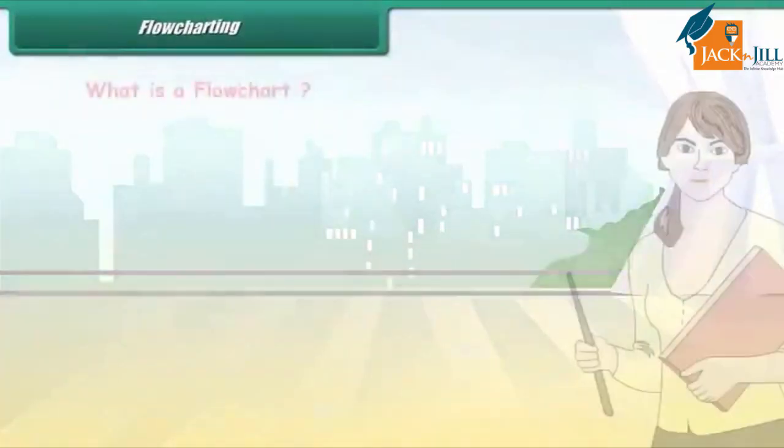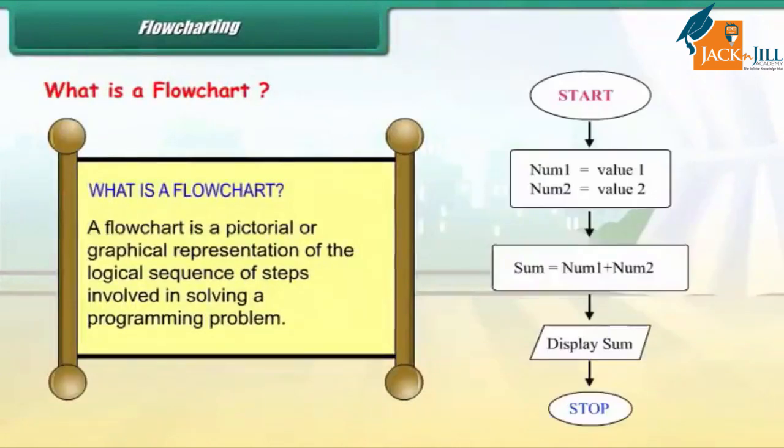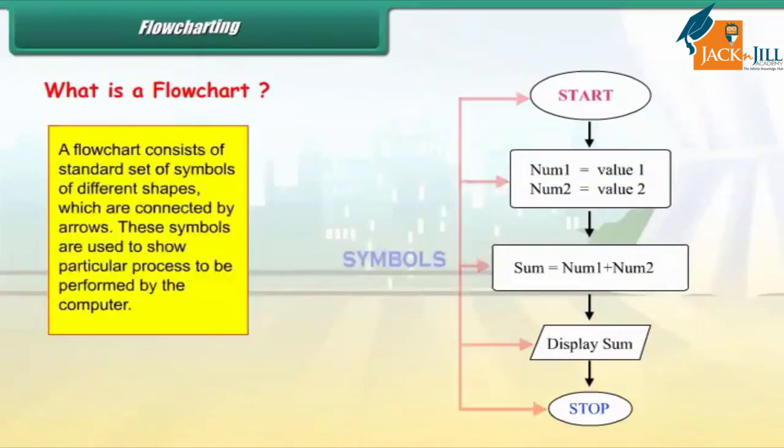Chapter 4. Flowcharting. What is a flowchart? A flowchart is a pictorial or graphical representation of the logical sequence of steps involved in solving a programming problem. A flowchart consists of a standard set of symbols of different shapes, which are connected by arrows. These symbols are used to show a particular process to be performed by the computer.